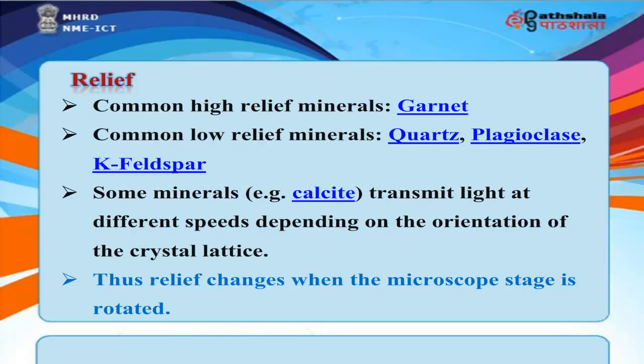Common high relief minerals: garnet. Common low relief minerals: quartz, plagioclase, K-feldspar. Some minerals, for example calcite, transmit light at different speeds depending on the orientation of the crystal lattice. Thus, relief changes when the microscope stage is rotated.